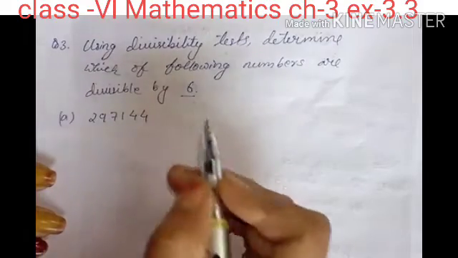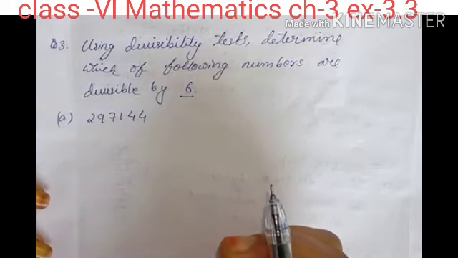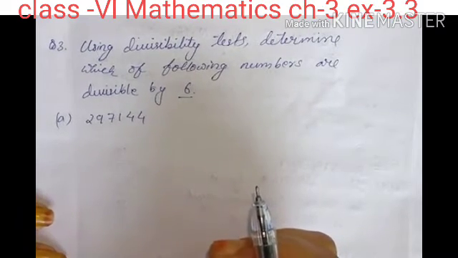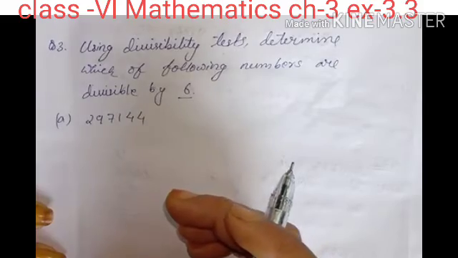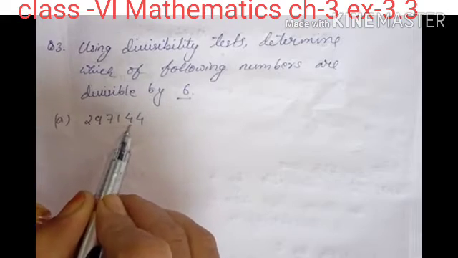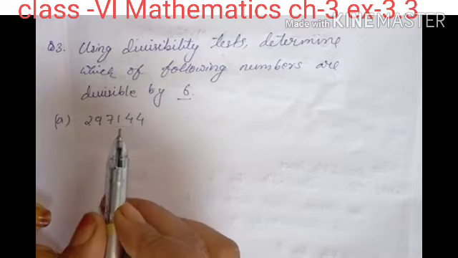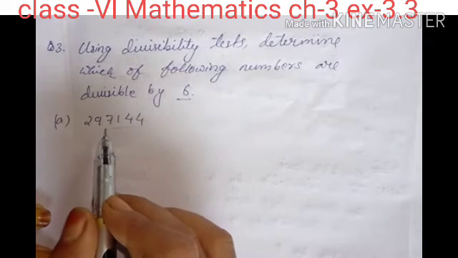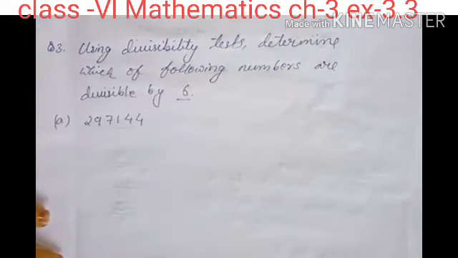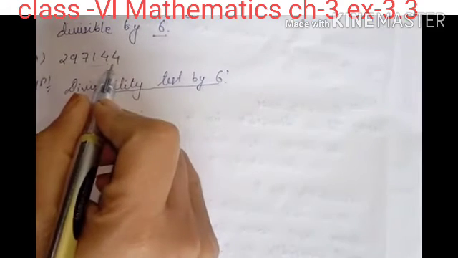Now what you have to do? You have to see the divisibility test of 6. I have given the definition for all these divisibility tests in the introduction part. What is the divisibility test of 6? You have to see whether the number is divisible by 2 and 3 or not. If the number is divisible by 2 and 3, then you can say that the number is divisible by 6.